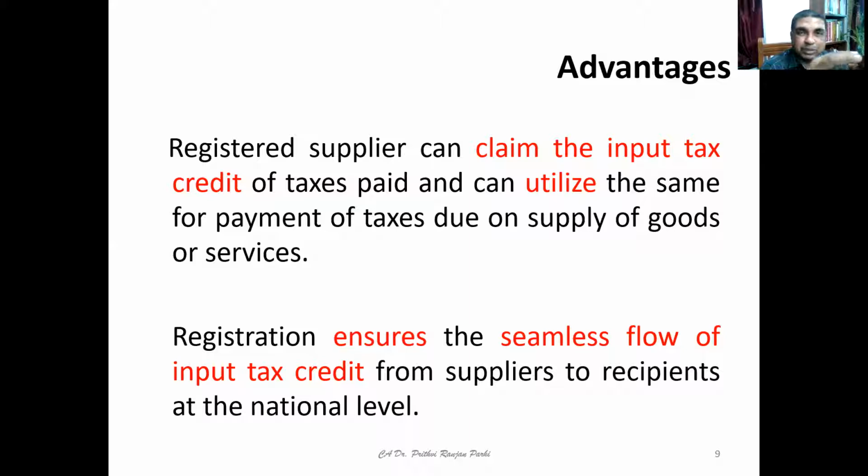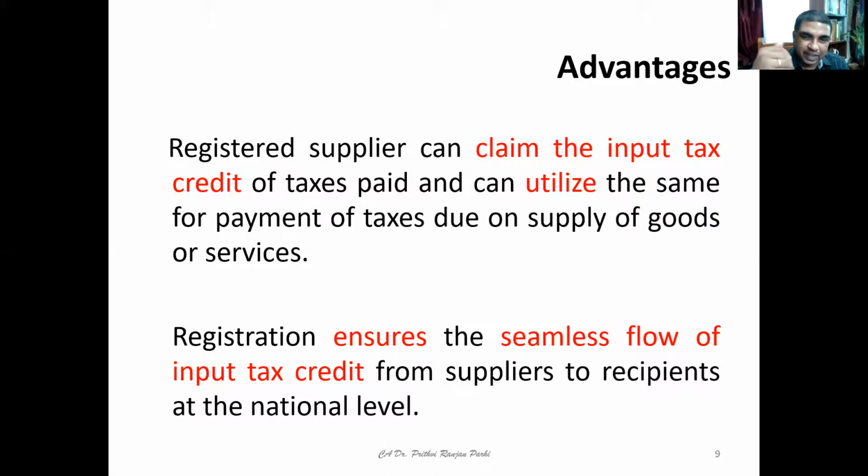Right. Suppose a trader is purchasing something and selling something. When he is purchasing, he is paying GST. That input tax credit he can avail and utilize for discharging his GST liability. All this is possible only when he is a registered person. Okay. So a registered supplier can claim the input tax credit of taxes paid and can utilize the same for payment of taxes due on supply of goods or services.